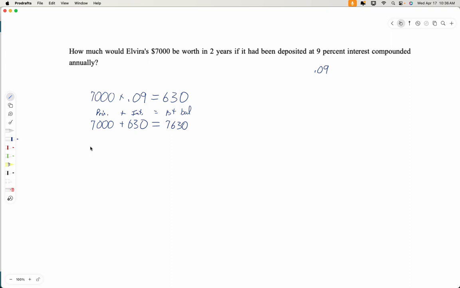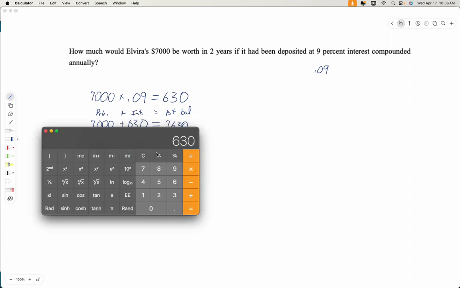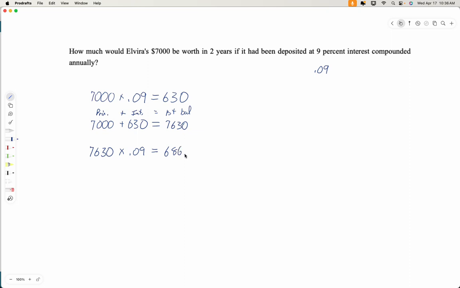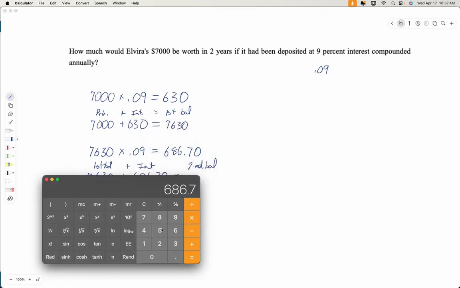So now we're going to take that balance at the end of the first year, and we're going to earn interest on that one for the second year. So let's pull up the calculator. 7,630 times 0.09, and we get $686.70. Now we are going to add that back to the 7,630 so that we can get our total. So 7,630 plus 686.70. This is the interest. So this was the first balance at the end of the year, plus the interest is equal to the second year balance. Okay, so then we add that together, and we get 8,316.70.